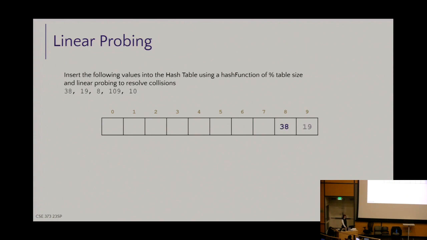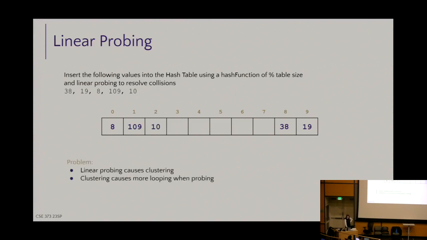Okay, great. Let's talk about another situation with it, which can be interesting. So if I try to hash 38, it goes in there. I try to hash 19, it goes in there. Great. I try to hash 8. Uh-oh, it's full. So I loop around and I linear probe all the way back to 0. And then I try to put 109 in there, but it's full. So I loop around and then I try to put 10 in there.